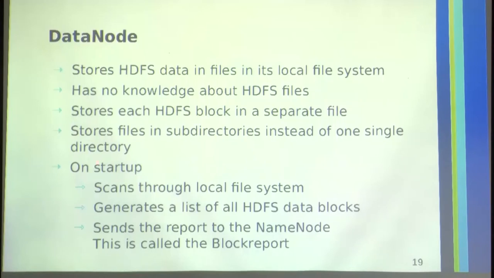So when the data node starts up, it scans through wherever it's storing the files, and it generates a list of all the blocks that it has, and it sends that to the name node. So the name node would start up first, and the data nodes will start up, and as they start up, they send a block report. Here are all the blocks I know about. Here are all the blocks I have. The name node will know, for this file, these are the blocks that should be there somewhere on some data node. So when the block report comes from the data node, the name node can now know which data node has which blocks, right?